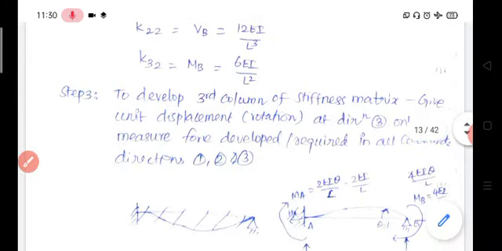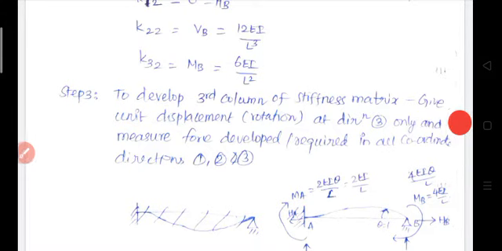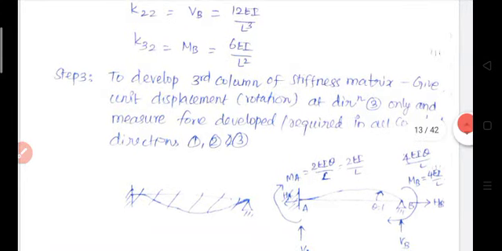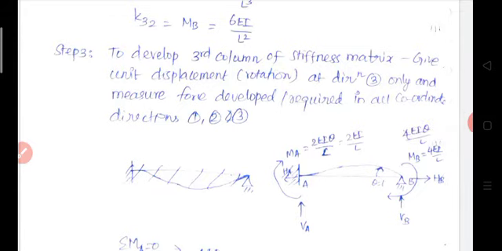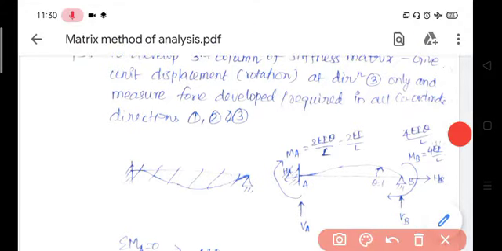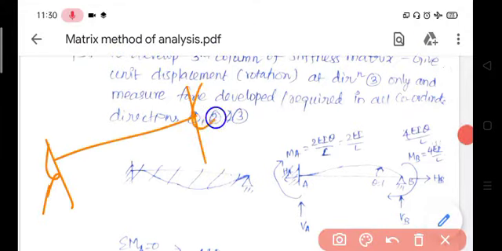The next, third step, to develop the third column of the stiffness matrix, give unit displacement, in this case rotation in the direction 3 only, and measure the force developed in all the coordinate directions 1, 2 and 3. So, the third coordinate is the moment coordinate or rotation coordinate. That is why we provided unit rotation at joint B. For the fixed beam, both the ends are generally fixed. So, at this joint we have to provide unit rotation.